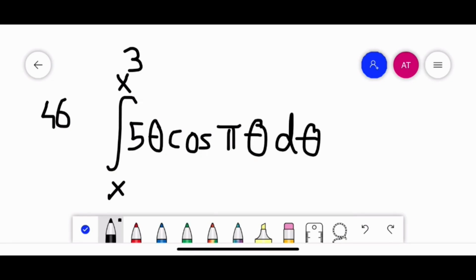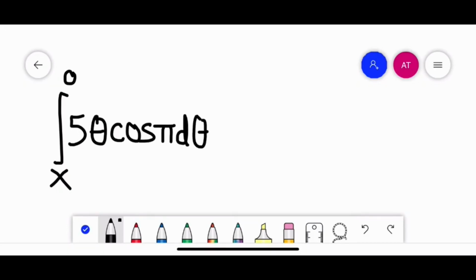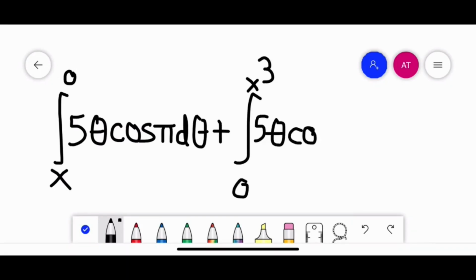But as we took, the integral can't go from a variable to another variable. It has to go from a constant to another variable. But we can use the principles we took to do that. So we can write the integral going from any constant, I chose 0, to x, 5 theta cosine pi theta d theta, plus going from x cubed to that same constant of 5 theta cosine pi theta d theta.